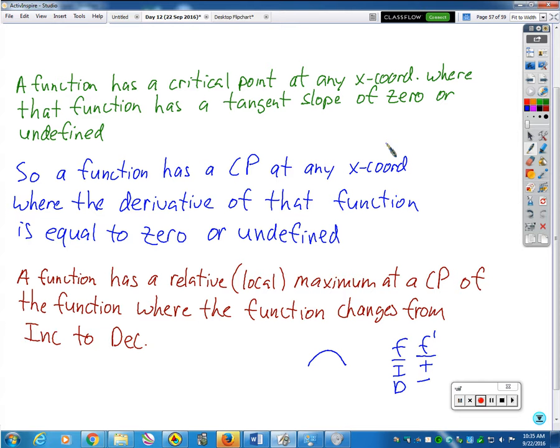And one last statement before the bell. Sometimes functions have critical points where neither occur. So it's one of the three: a function that has a critical point that's a relative max, a relative min, or neither.